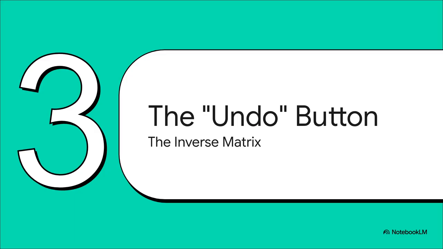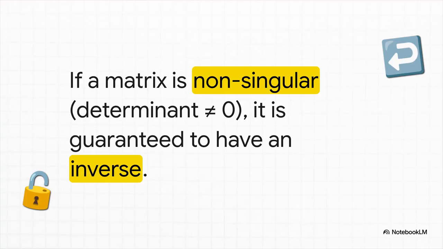Okay, so the determinant gave us the green light. We know a solution exists. But how do we actually find it? Well, that brings us to the ultimate tool that the determinant unlocks, the inverse matrix. You can think of it as a matrix's very own undo button. And you only get to use this amazing undo button if the determinant isn't zero. See how it all connects? Our diagnostic test came back positive, which means we're guaranteed to have this powerful tool at our disposal. It's called the inverse, and it's how we're going to finally crack this thing open.